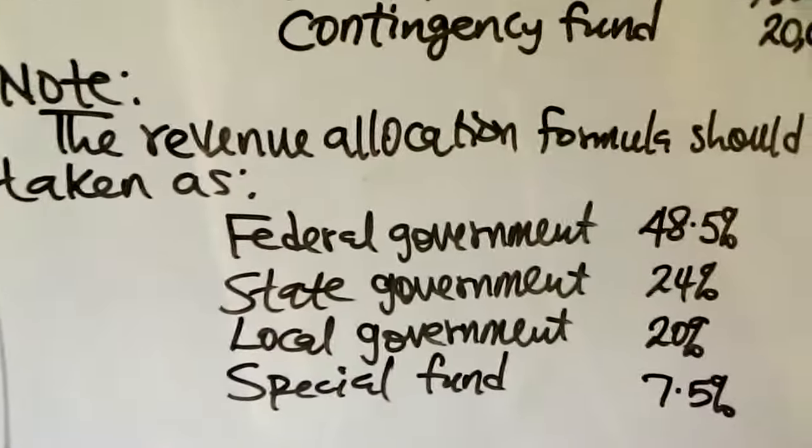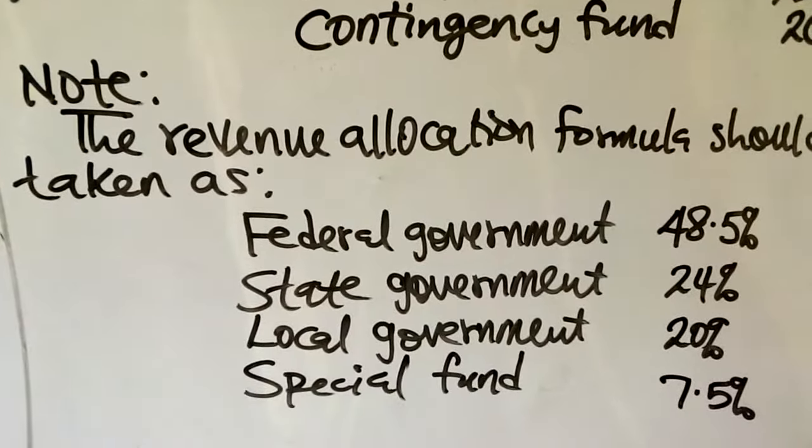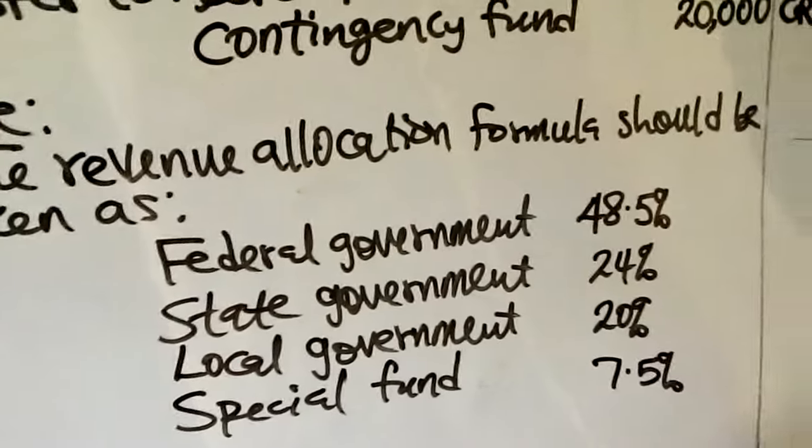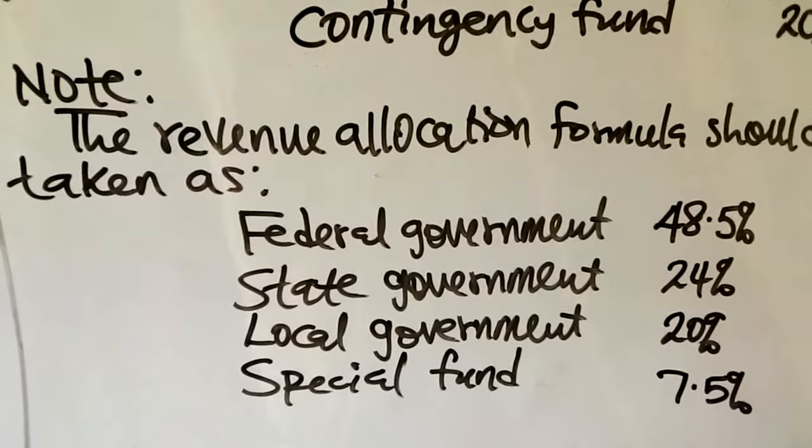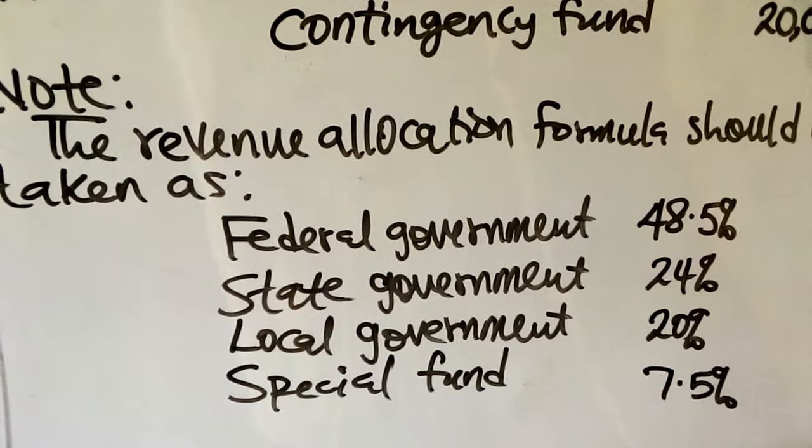Note, the revenue allocation formula should be taken as: the federal government to receive 48.5%, the state government to receive 24%, and the local government to receive 20%. Why is 7.5% a special fund?